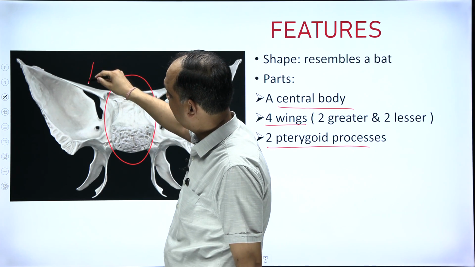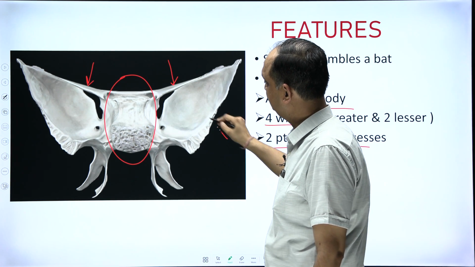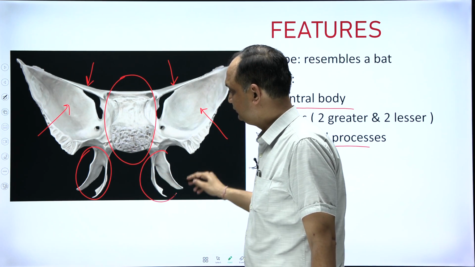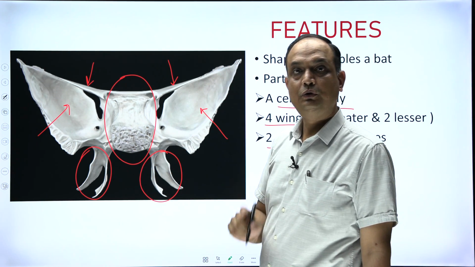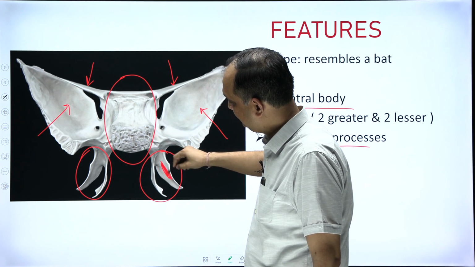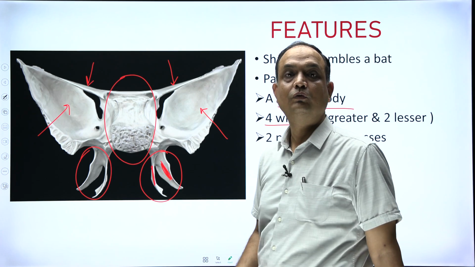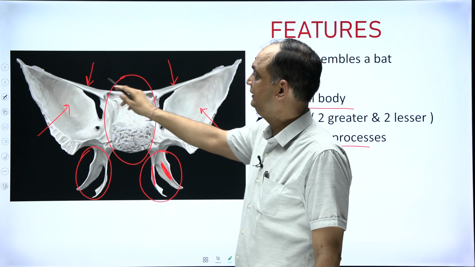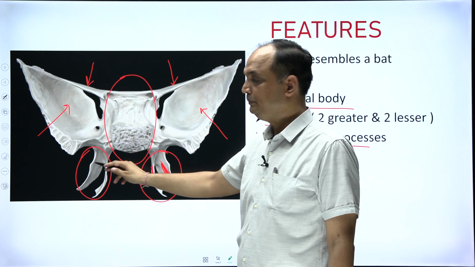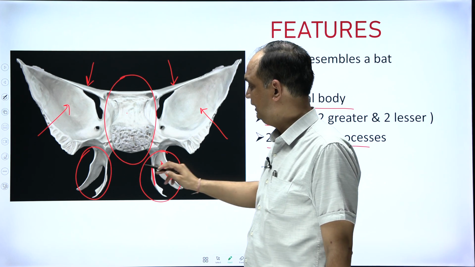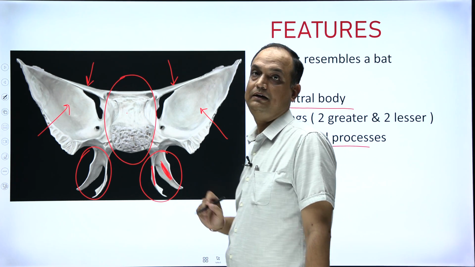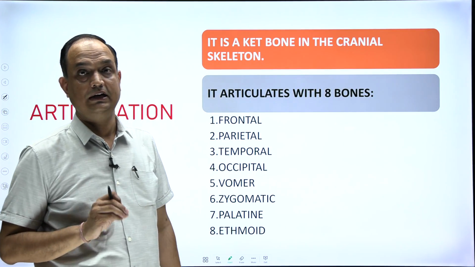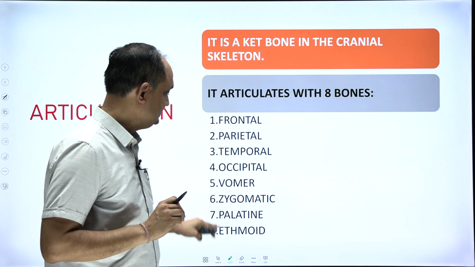It has one lesser wing on the upper part, and these are the side greater wings, and these are the two pterygoid processes, and every process has two plates. This is the lateral plate, this is the medial plate. So what are the parts of a sphenoid bone? Body, lesser wings, greater wings, pterygoid processes, and every pterygoid process has a medial plate and a lateral plate.